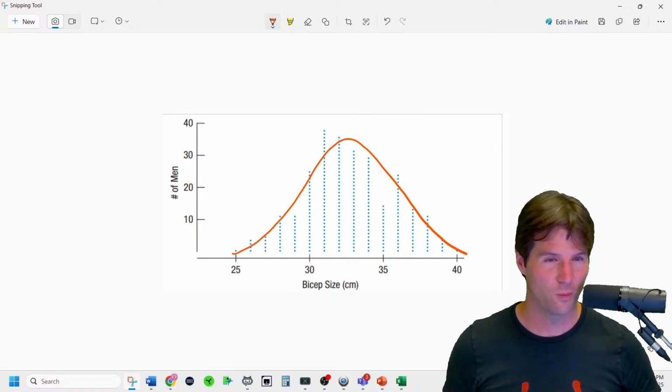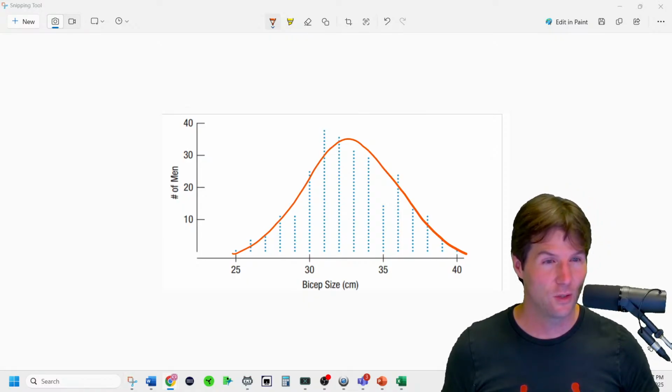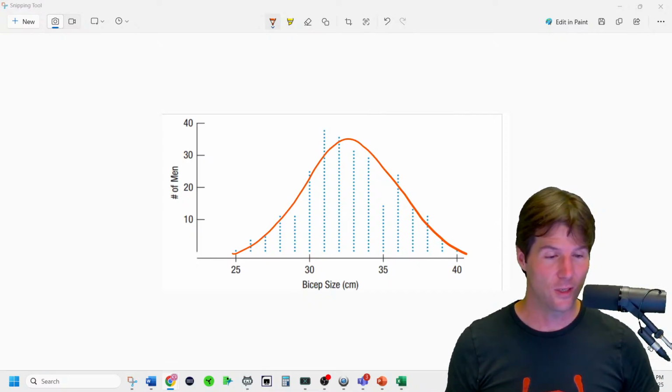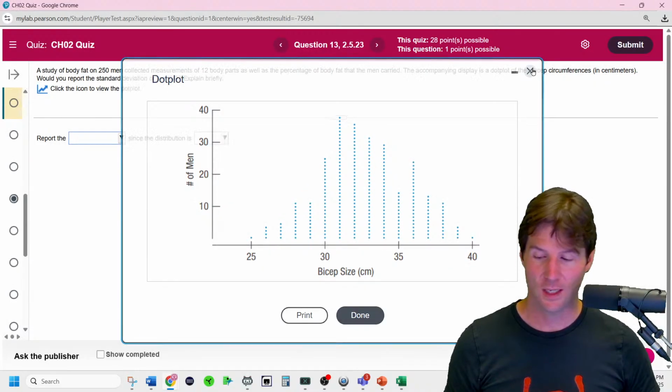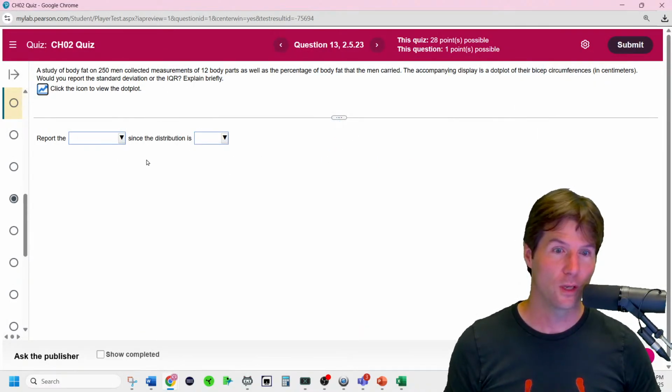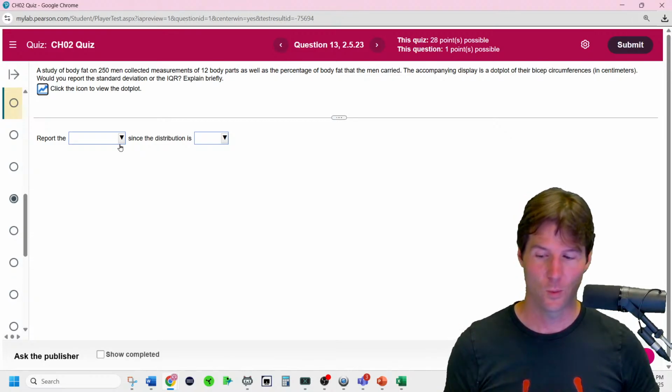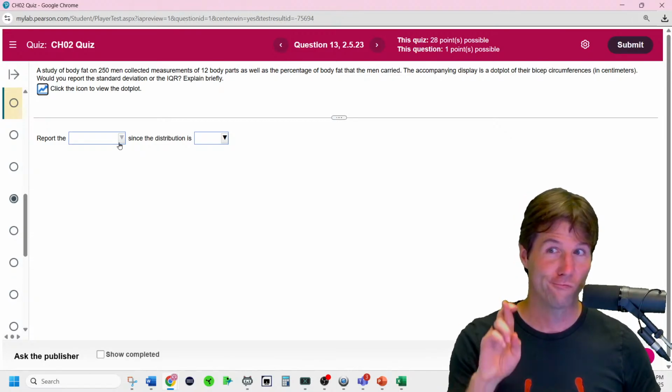I'm going to copy this question from Porter right here. Skewed or not skewed? Not skewed. Everyone hear that? Not skewed. And since it's not skewed, what are we going to use? Standard deviation or IQR? Since we decided not skewed, which one are we going to use?